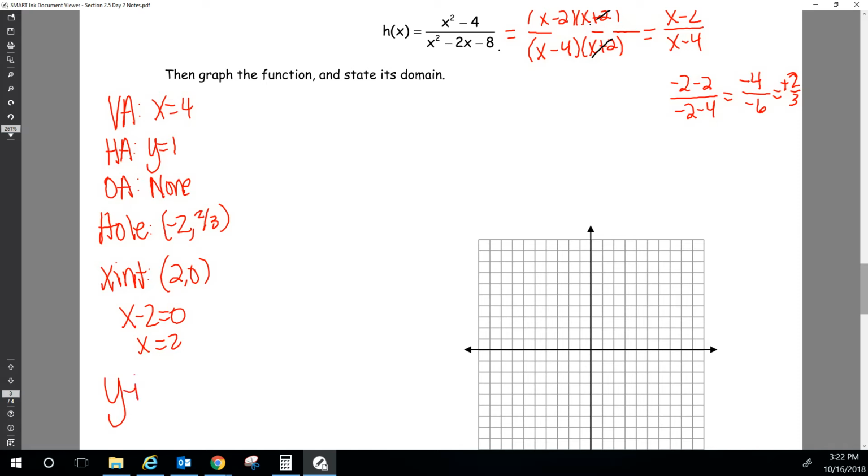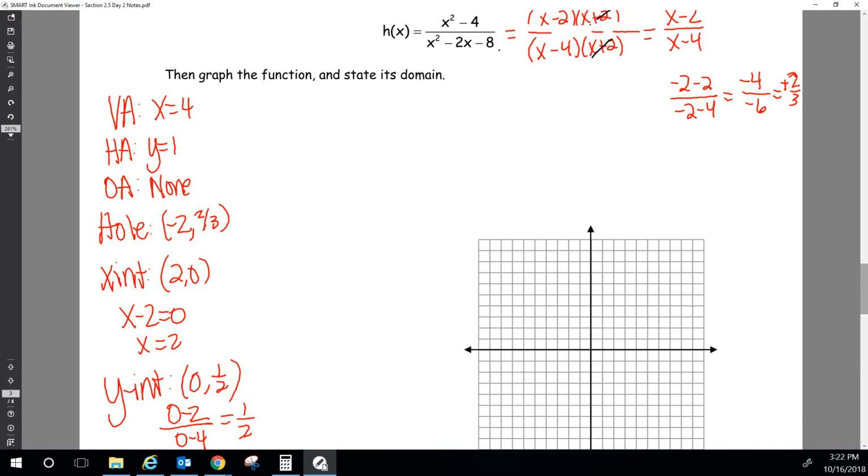For my y-intercept, we're plugging in 0. So I got 0 minus 2 over 0 minus 4. I plugged it into the shortened version over here. Negative 2 divided by negative 4 would be 1/2. So I've got a y-intercept at 0, 1/2.